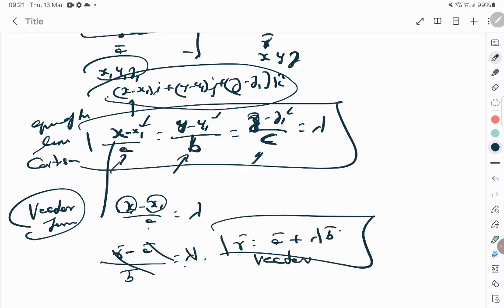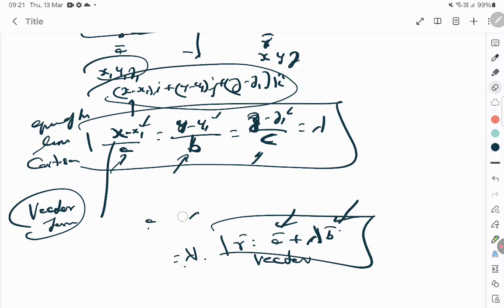R vector, the position vector, is equal to point vector plus lambda times direction vector. So when you learn it itself, R vector is equal to A vector, which is the point vector, plus lambda times B vector, which is the direction vector. When you learn A, you should think of the point. When you learn B vector, you should think of the direction. Understand and write it. This is the condition. How you got it, I've told you. So I'm deleting this. This is not required.